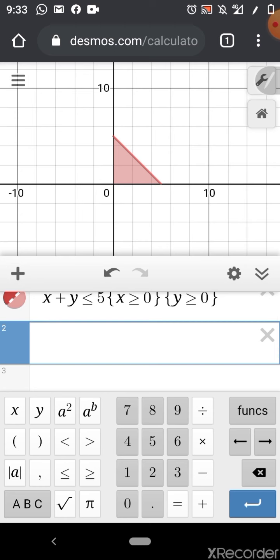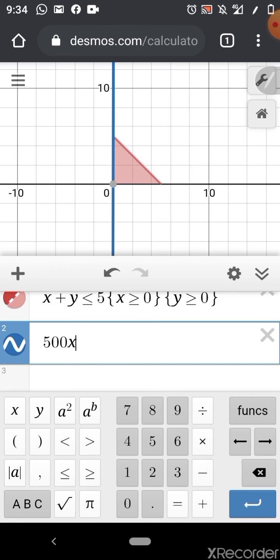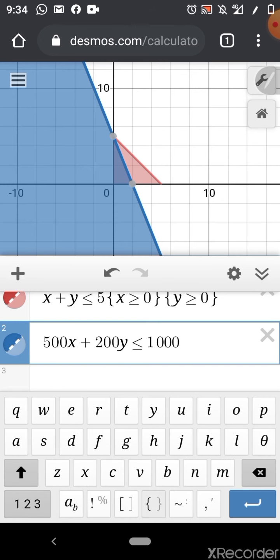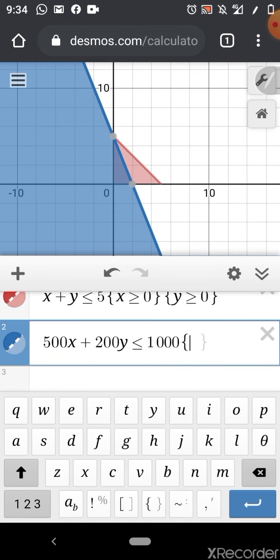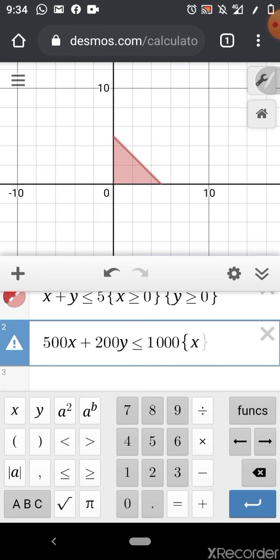The second equation is 500x plus 200y is less or equal to 1000. That's the second equation. Again, I can restrict the range and domain, and say x, I'm only interested in x values that are greater than 0.